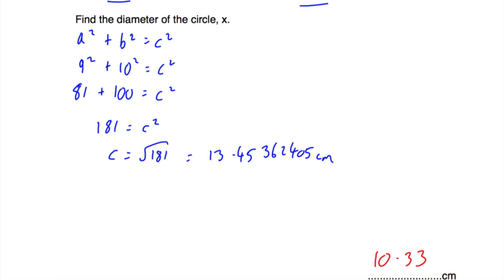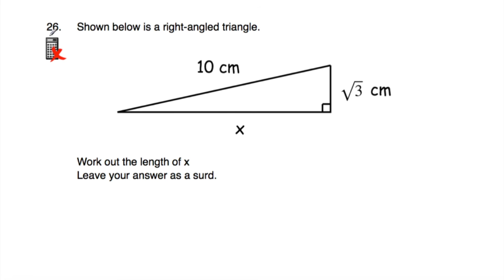Okay, let's have a look at our last question. Question number 26, and it's a non-calculator question, so I'm just putting away my calculator. And we've been told shown below is a right angle triangle.